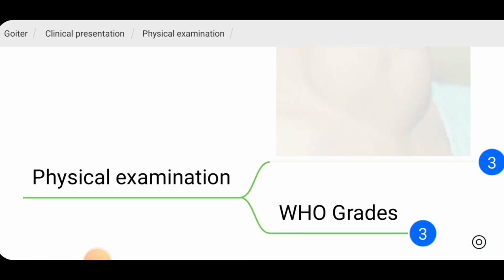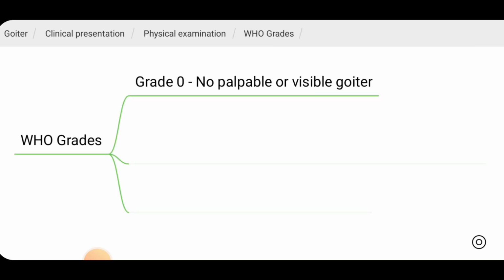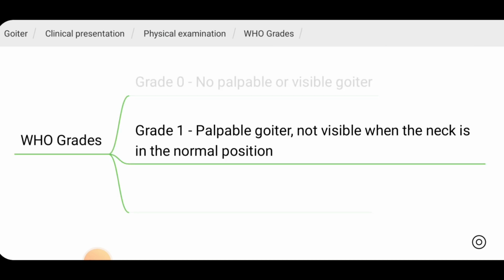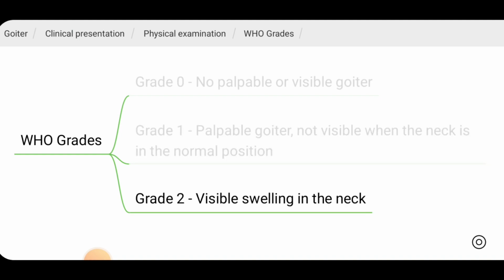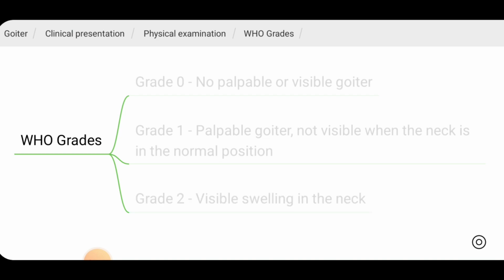And there are WHO grades of goiter. WHO grade 0 means no palpable or visible goiter. Grade 1, palpable goiter but not visible when the neck is in the normal position. Grade 2 is visible neck swelling. So like that we can grade the goiter according to WHO gradings.